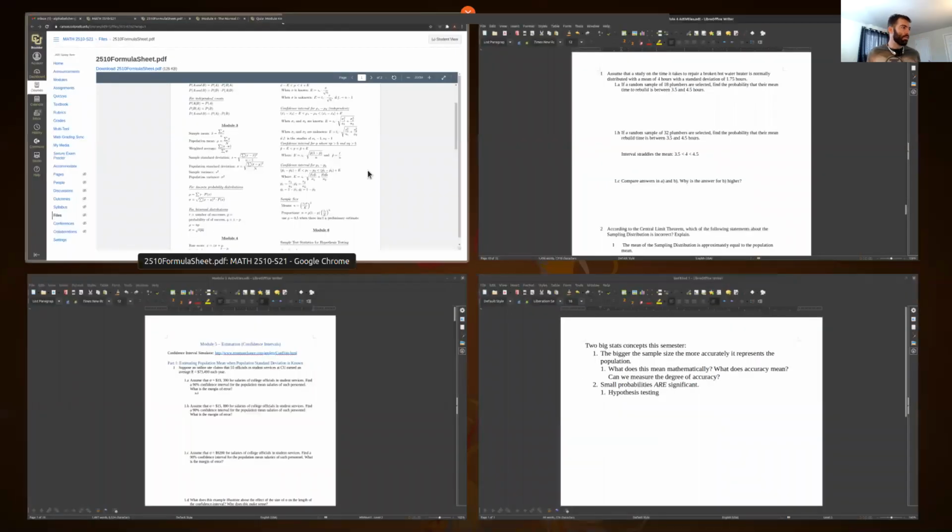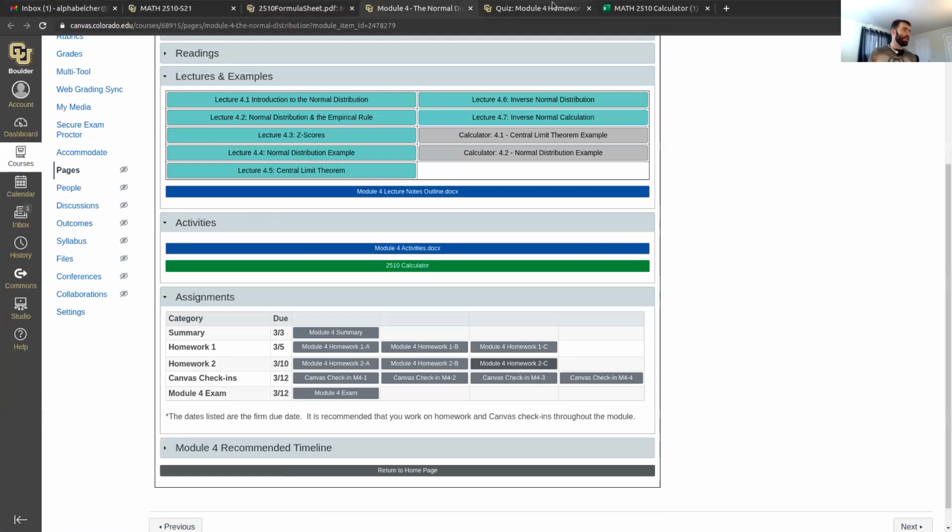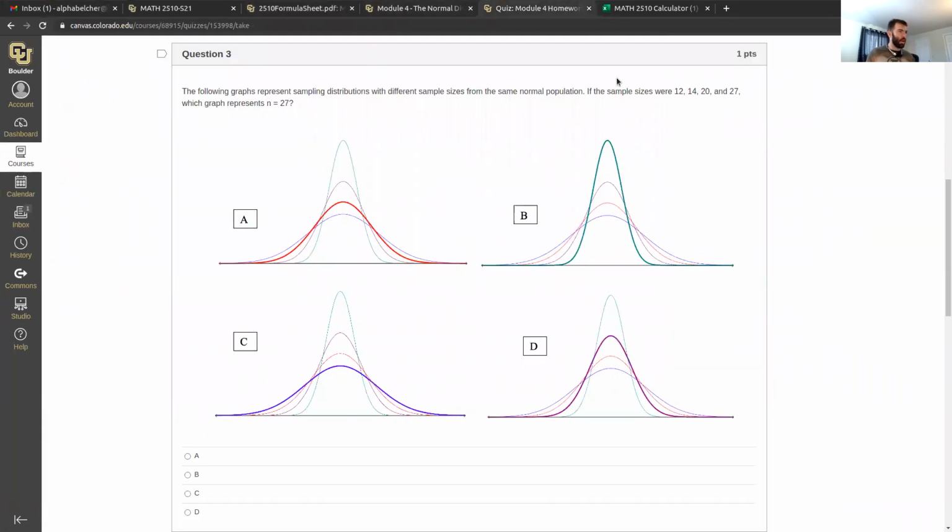And we see that with these distributions. So the picture of this, to save myself some drawing time, is this diagram here. Within a fixed interval, what is happening as the sample size increases? So this was a question on the homework. Which of the following graphs represent sampling distributions with different sample sizes from the same normal population? If the sample sizes were 12, 14, 20, 27, which graph represents 27? So 27 is our highest sample size.